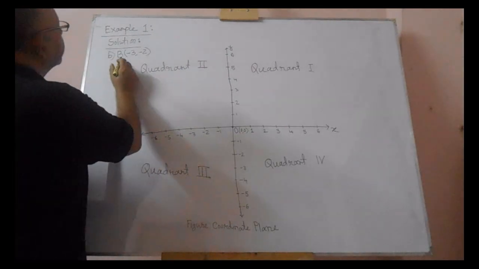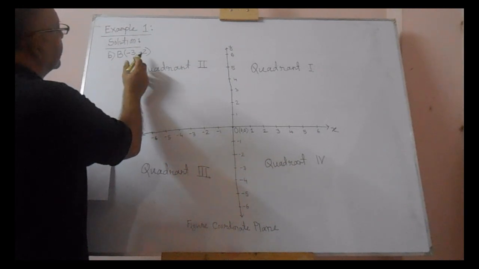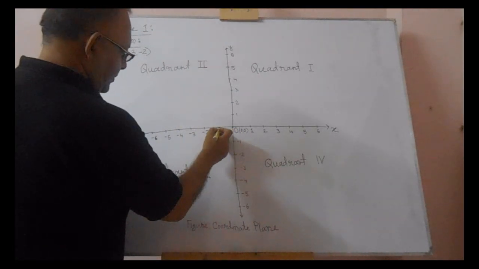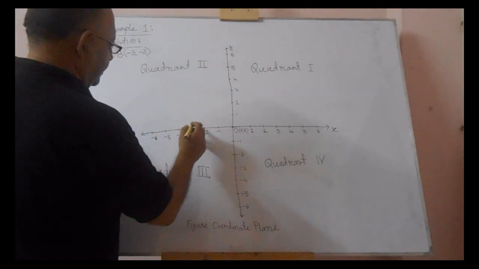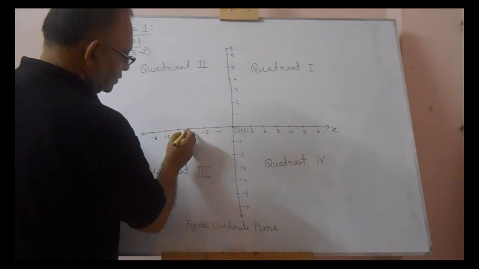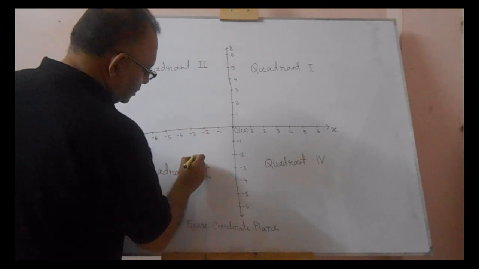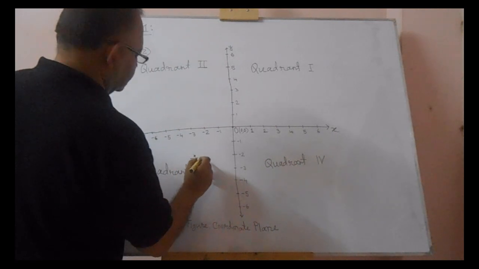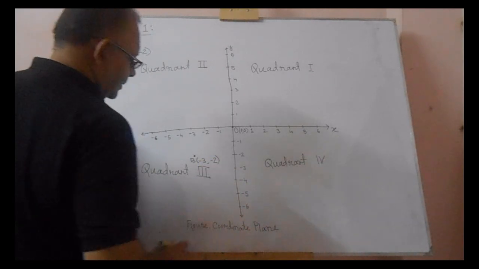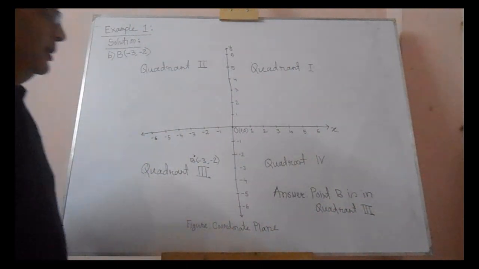This is part B and the point is B, and for point B the x coordinate is negative 3 and the y coordinate is negative 2. So negative x is minus 1, minus 2, minus 3, and from this point the y coordinate will be negative 2. So minus 1, minus 2. So this is point B and its coordinates are (-3, -2). So we can write the answer: Point B is in quadrant 3.